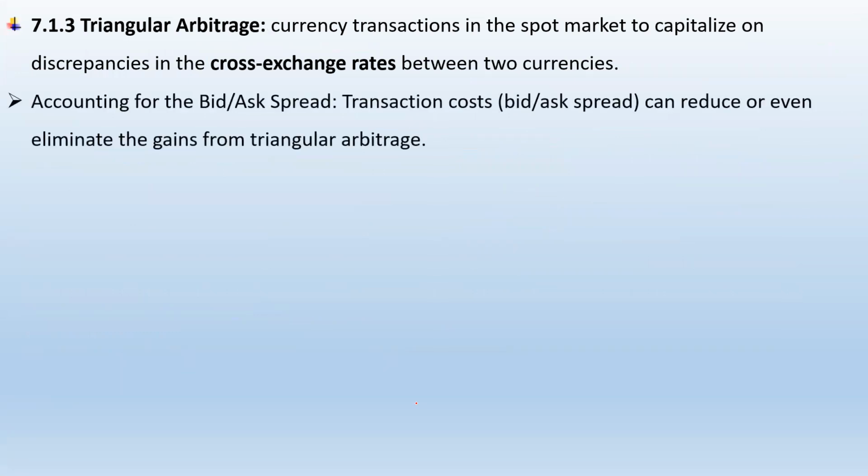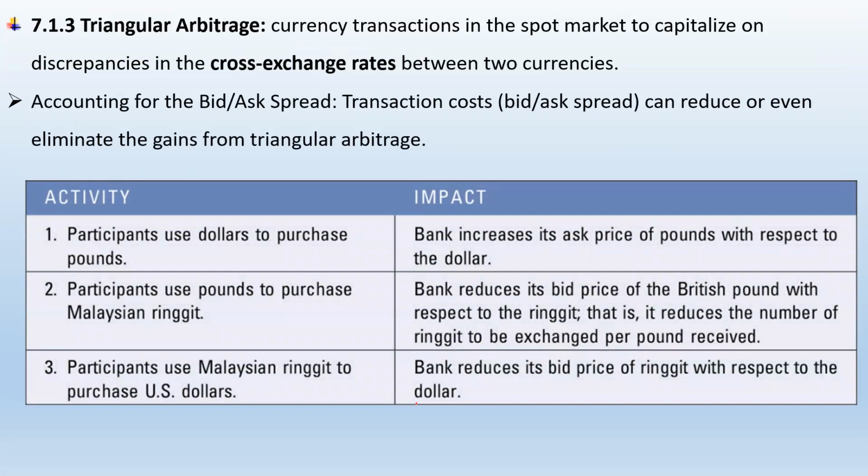So if we account for the bid-ask spread, remember for the locational arbitrage, we carefully think about we should buy at the ask price and sell at the bid price. And here we have the same thing. So we need to think about whether we should use the bid price or ask price.